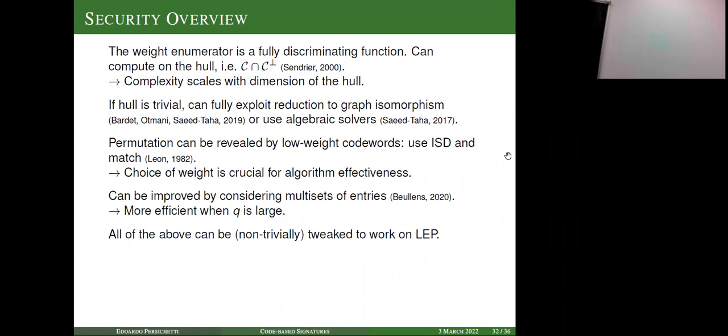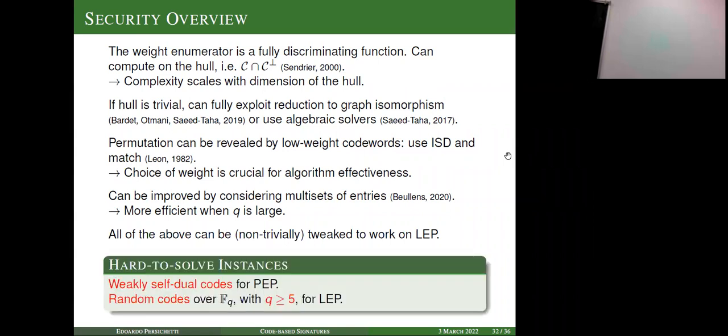This is all for permutation equivalence, but you can then adapt it to the linear case. This is to say, basically, we have a bunch of easy instances. If the hull is small, we can use the support splitting algorithm of Sendrie. If the hull is trivial, then we have this work that basically connects to graph isomorphism and just solves it very easily. And in general, depending on how the code is formed, we can use algorithms to solve it in the easy case. But if we are in the hard case, for permutation equivalence, we take weakly self-dual codes. Then the code is the same as its dual, and the hull is large, maximum size actually. So then we cannot use any of these approaches here, right?